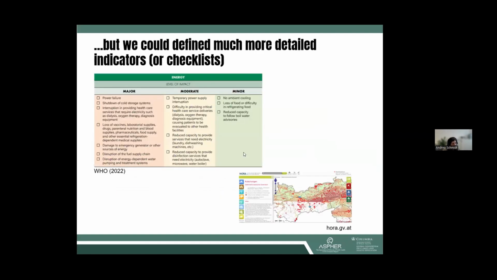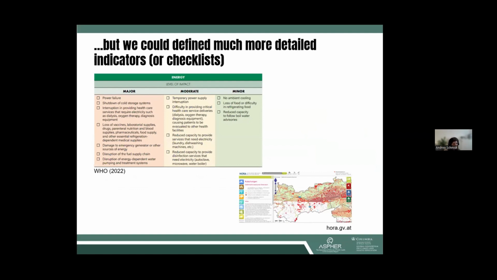But then again, we could define much more detailed indicators if we really want to know whether or not our facility is prepared. The WHO, for example, has some checklists that you could look into in the area of energy services. For example, what is the level of impact, but also what kind of actions can I take depending on the impact. For example, is it temporary power supply or a power failure?